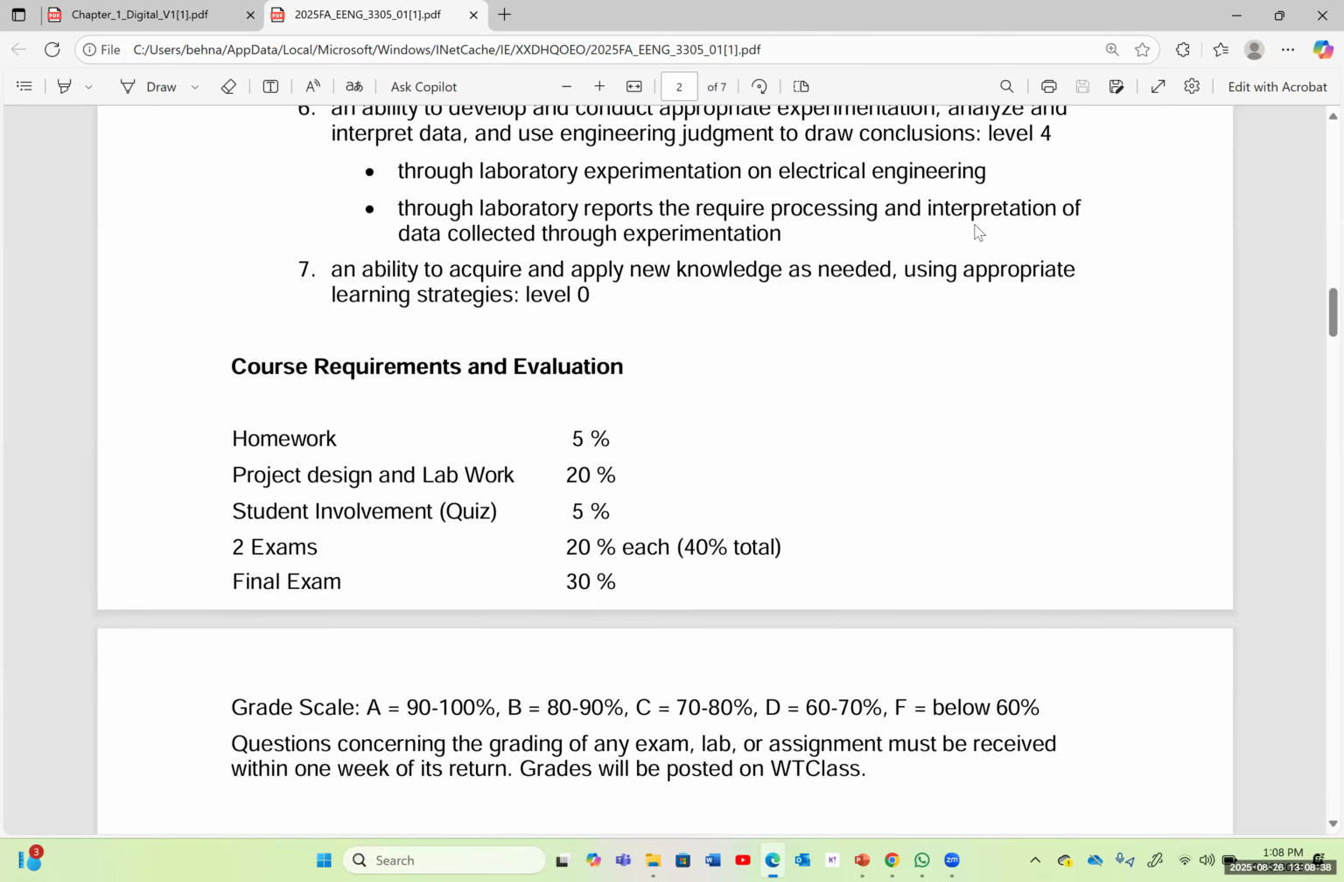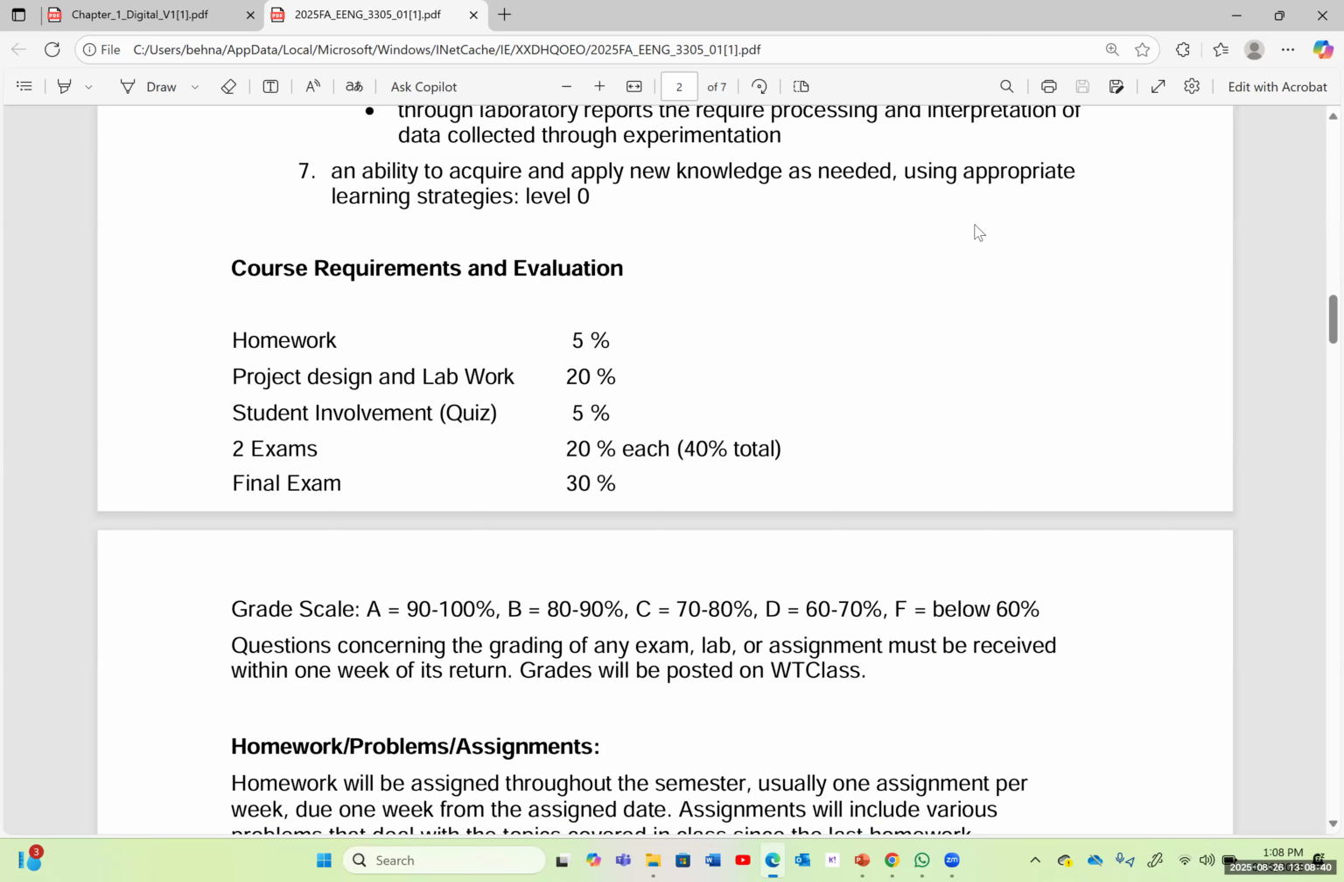So the grade scale, A is 90 to 100, B is 80 to 90, C is 70 to 80, D is 60 to 70, and below 60% is F. And I think if you get a D, you have to repeat this class.